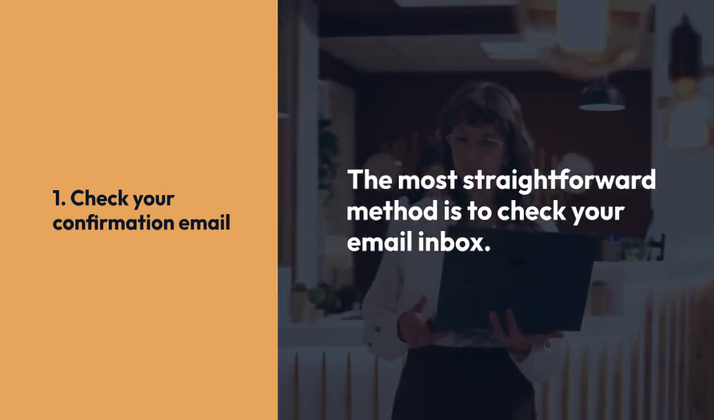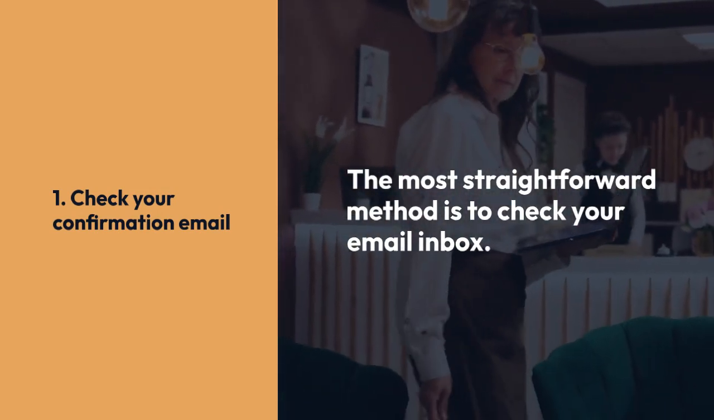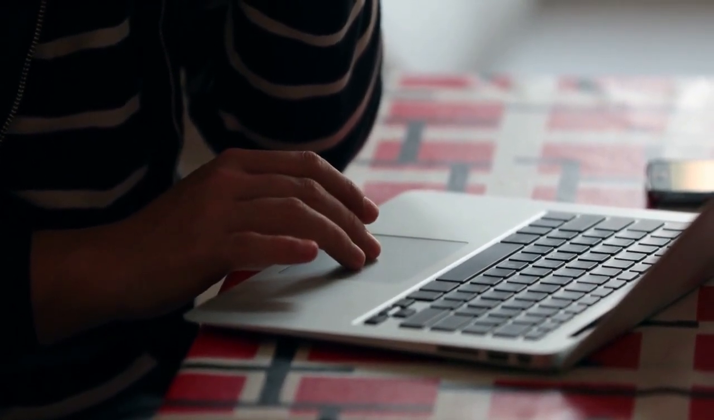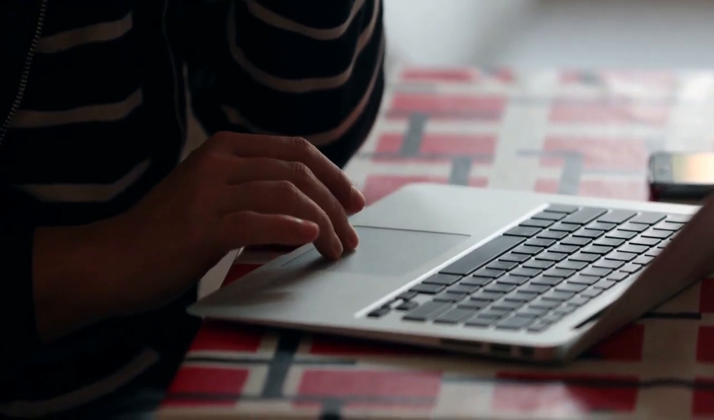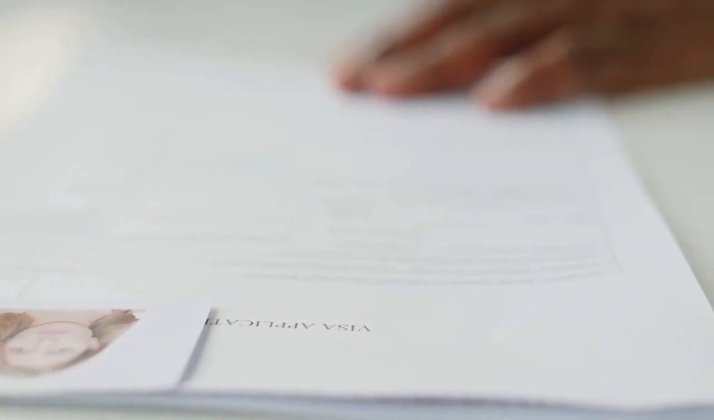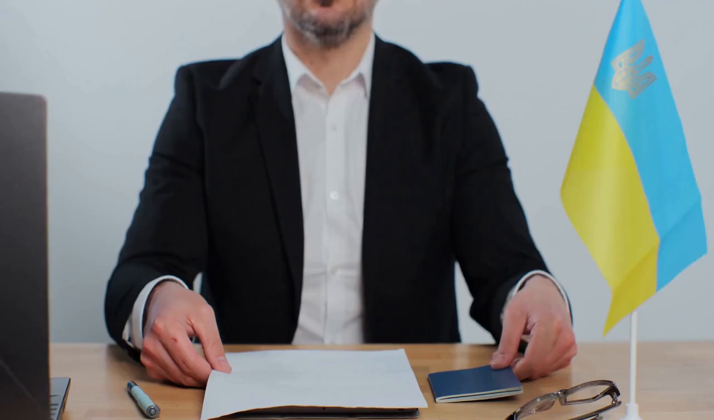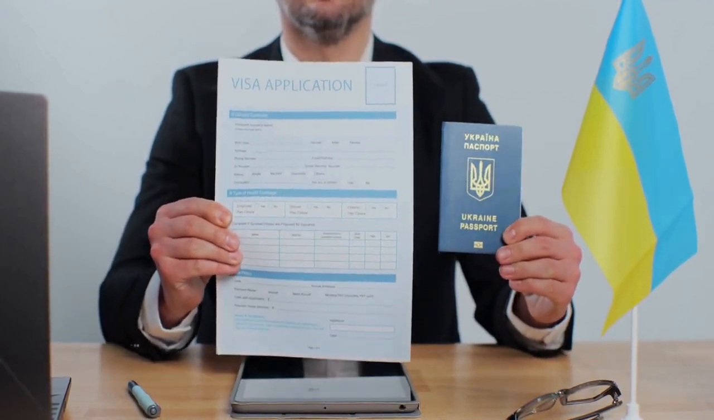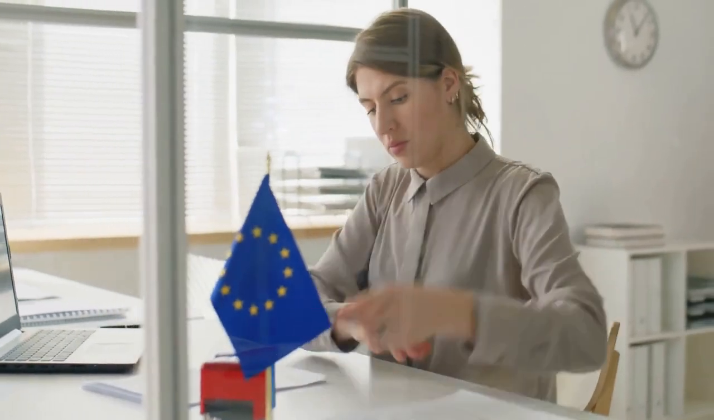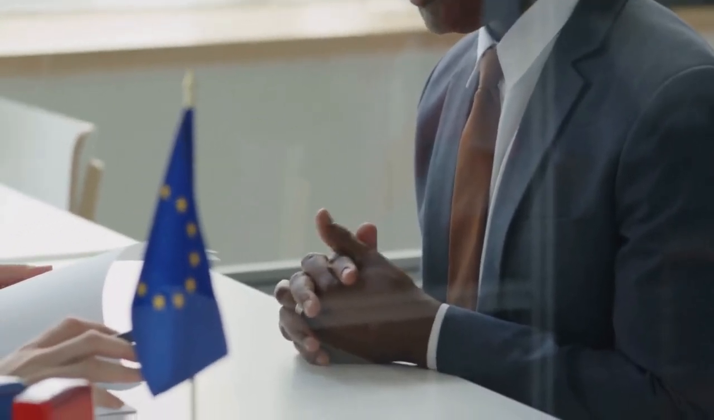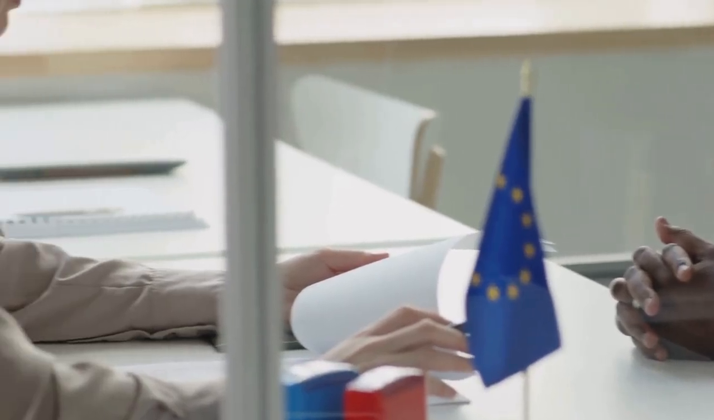The most straightforward method is to check your email inbox. After submitting your DS-160 application, you should have received a confirmation email from the U.S. Department of State. This email contains essential information, including your application ID. Search your inbox for emails from the U.S. Embassy or Consulate where you submitted your application, or search for keywords like DS-160, confirmation, or application ID. Make sure to check your spam or junk folder too, as it might have ended up there.